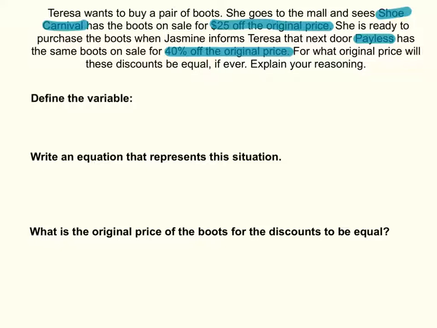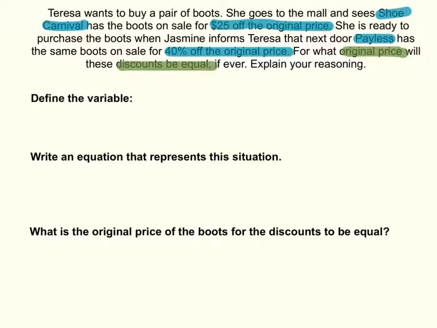All right, so we've highlighted the key points, okay? The next step here is to figure out, well, what are they asking us? What's our question that we're trying to answer? Normally our question will most likely be in the last statement of the word problem. So here it says, for what original price will the discounts be equal? So we want to know, what is the original price for the discounts to be equal? Meaning, what does the price of the boots have to be in order for her to pay the same discounted amount at Shoe Carnival and at Payless? Okay, so that's what we're going to figure out.